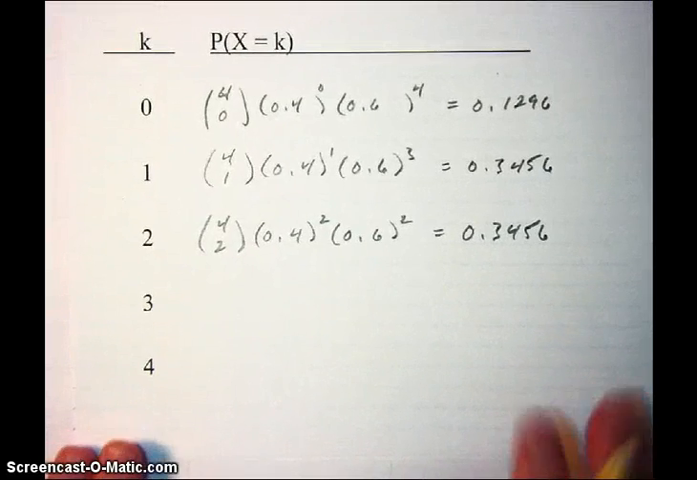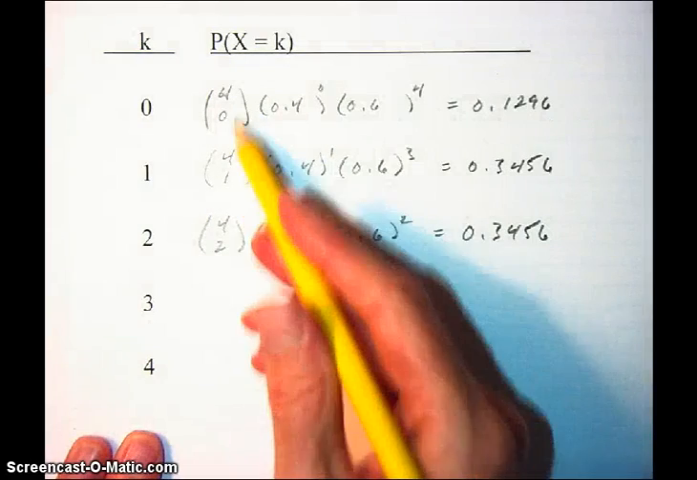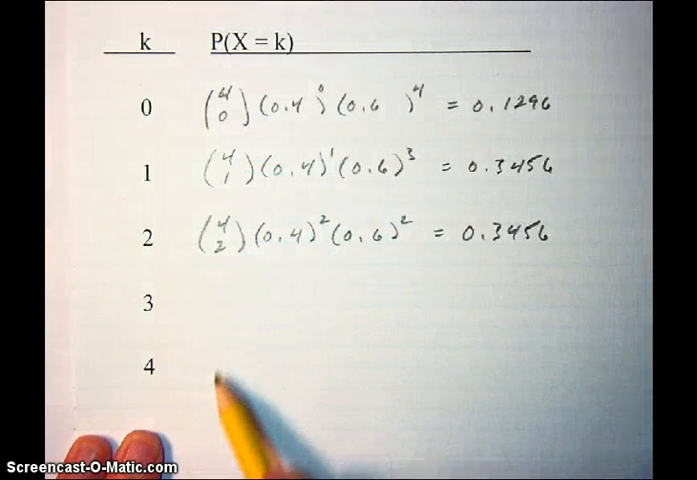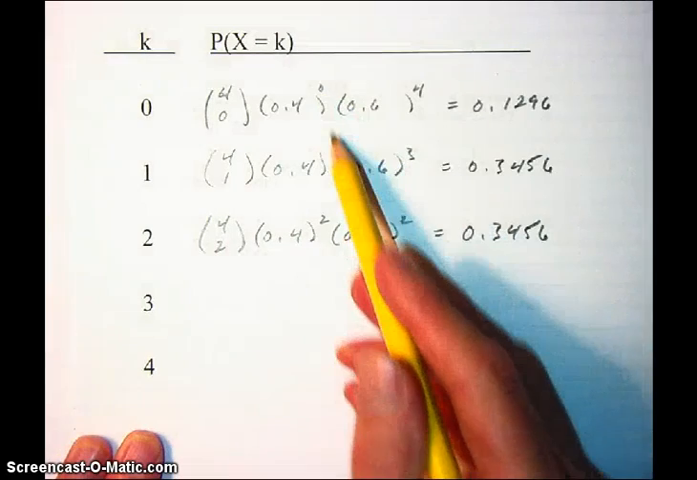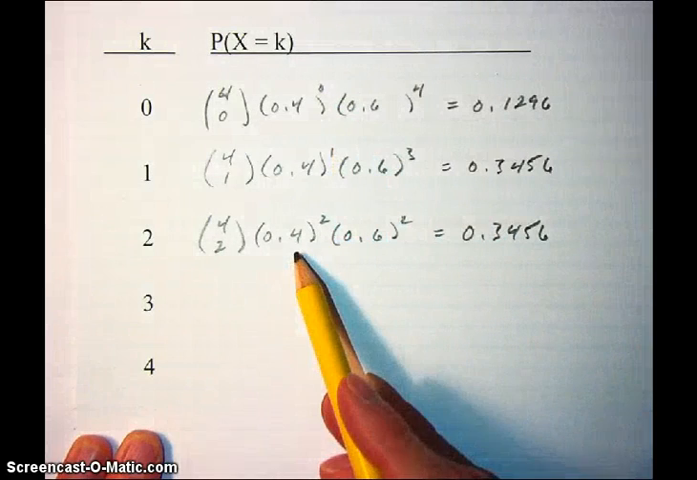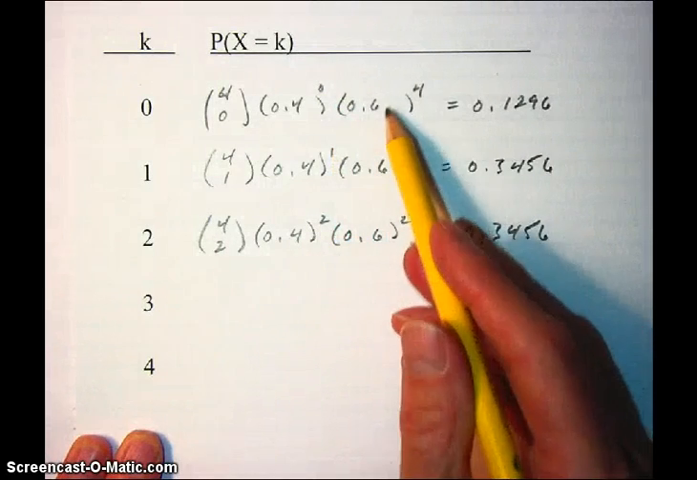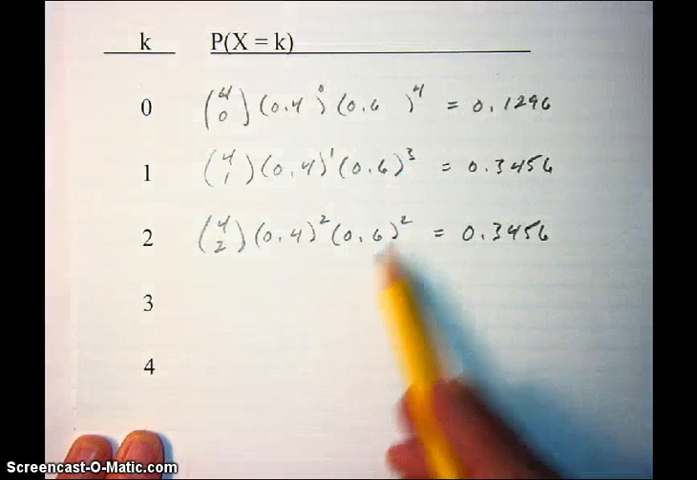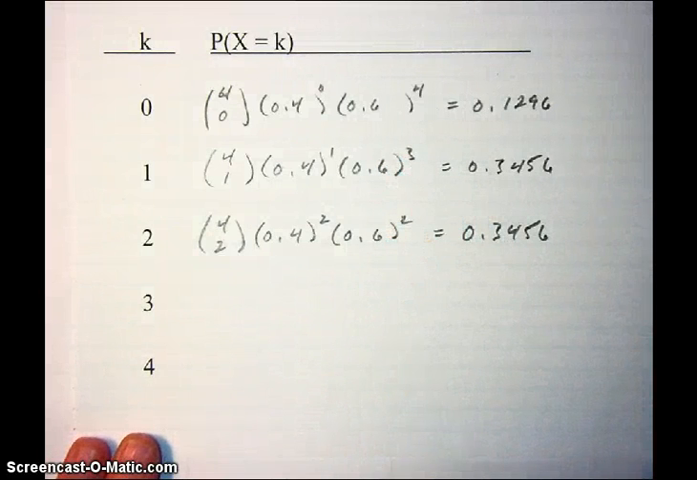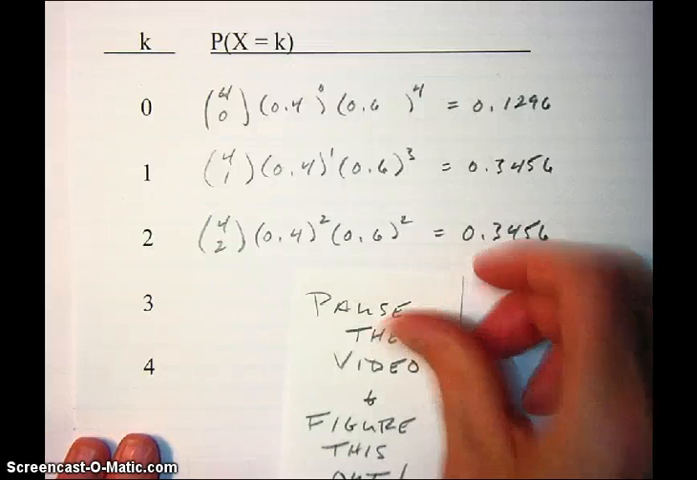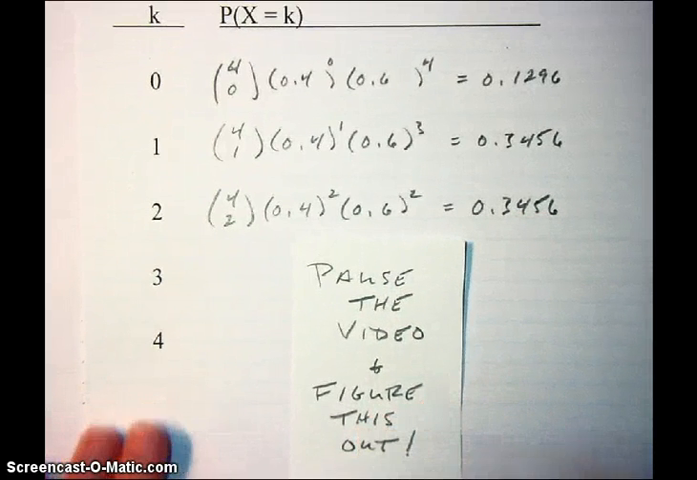Here are a couple more. You can finish this. Follow the same pattern. We're just increasing the bottom number in these chooses by 1 each time. We're increasing the exponent on the probability of success by 1 each time, and we're decreasing the exponent on the probability of failure by 1 each time. So you can pause the video and figure these out, and we'll come back in a minute.